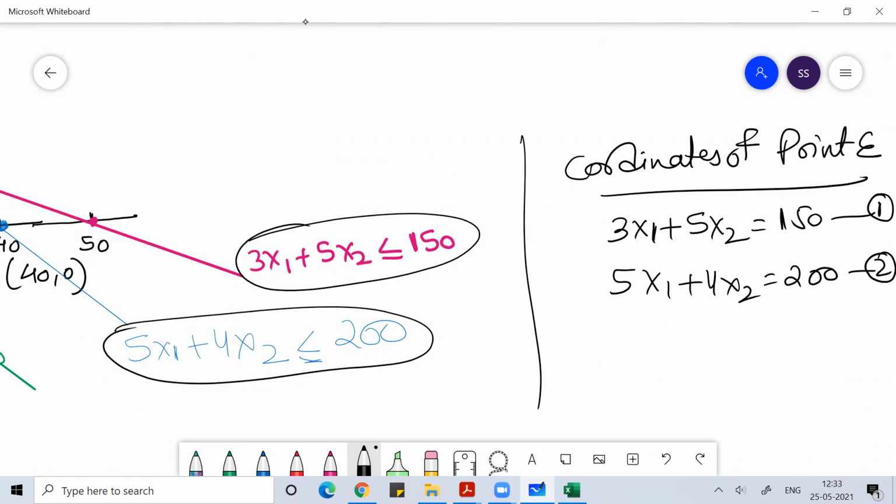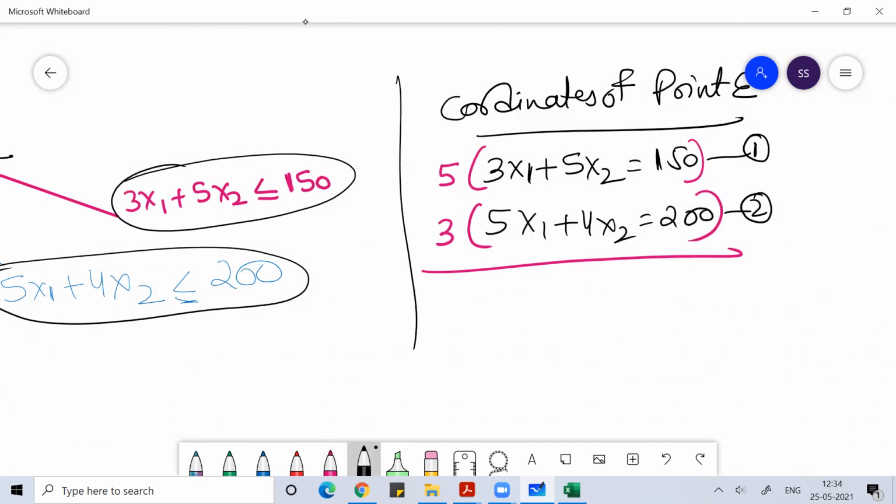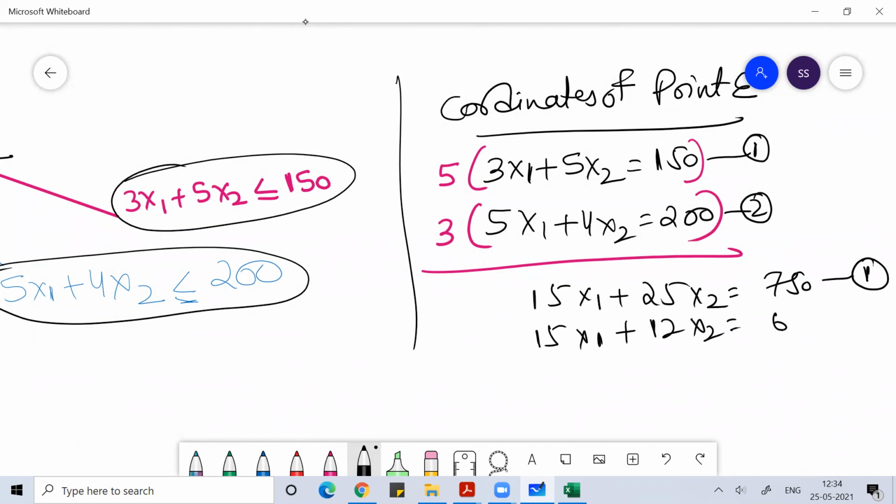I can cancel a variable. Let's cancel x1. So multiply equation 1 by 5 and equation 2 by 3. Then equation 1 will become 15x1 plus 25x2 is equal to 750. Equation 2 will become 15x1 plus 12x2 is equal to 600. Now subtract equation 2 from equation 1.